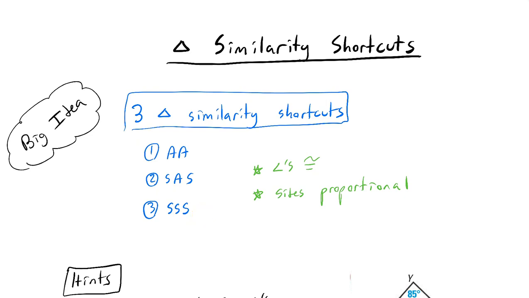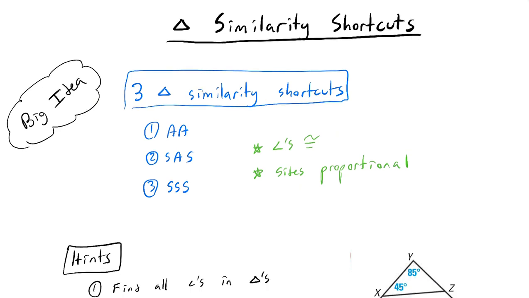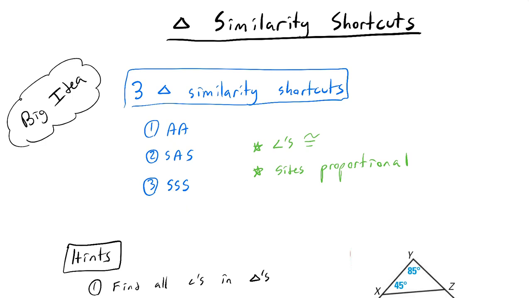Okay, you guys, similarity shortcuts. So much like we figured out, instead of finding every side and every angle is congruent to prove triangles are congruent, there's shortcuts to show triangles are similar. Okay, big idea is there's three of them: AA, SAS, and SSS. The big difference here, though, is when we say SAS and SSS, what we mean is the sides are proportional.